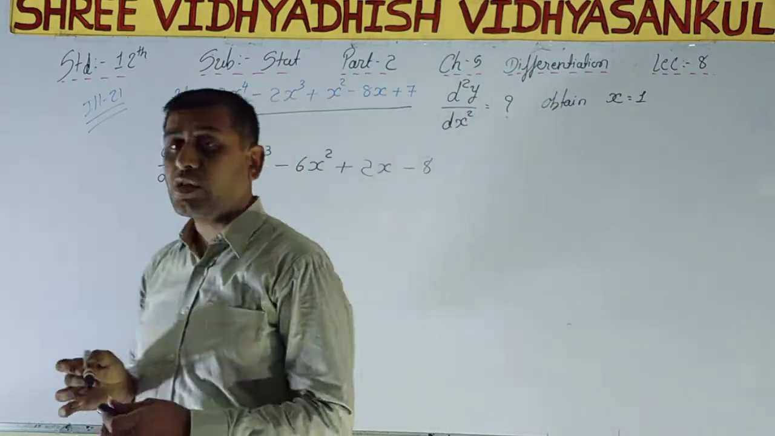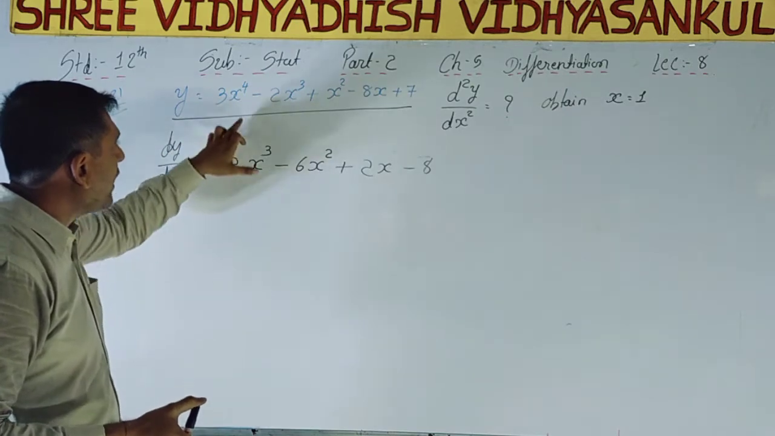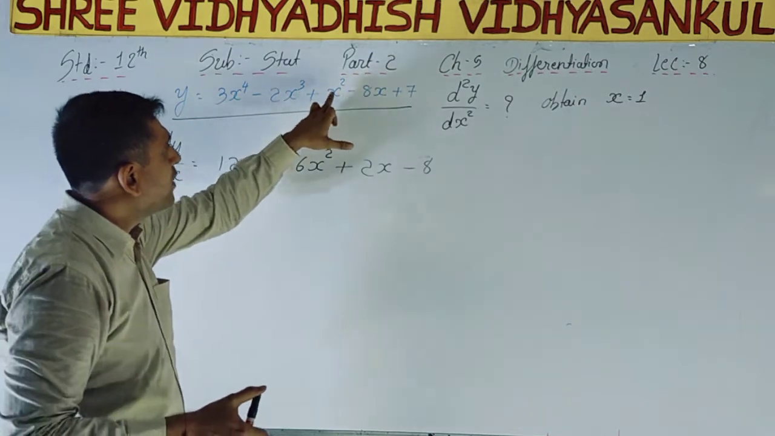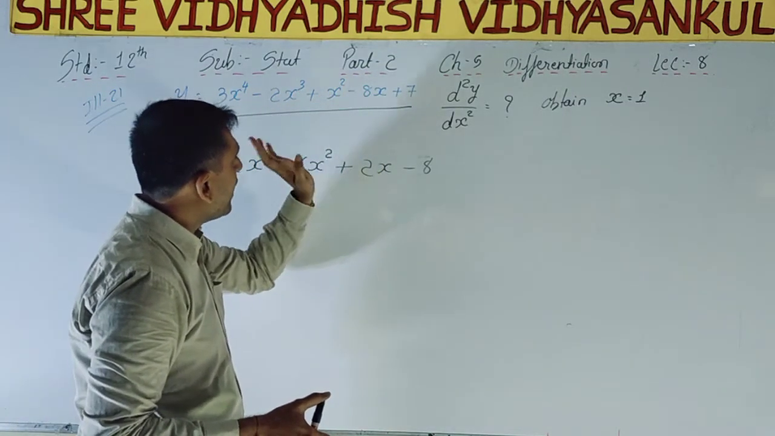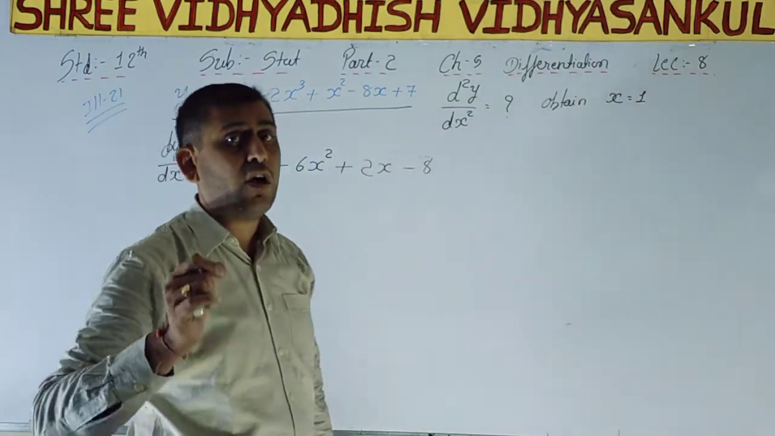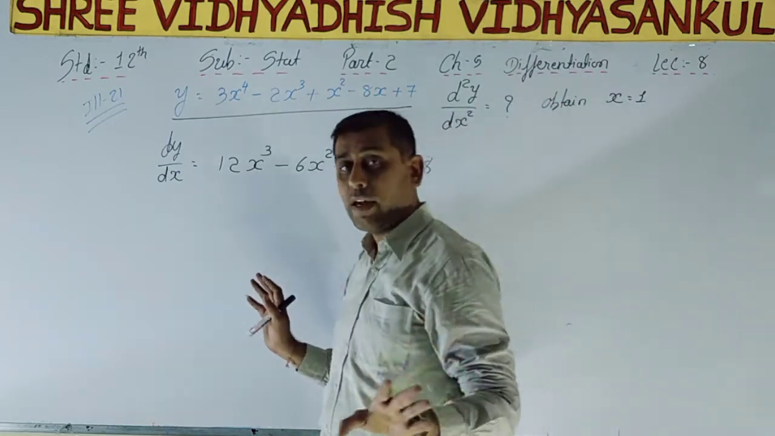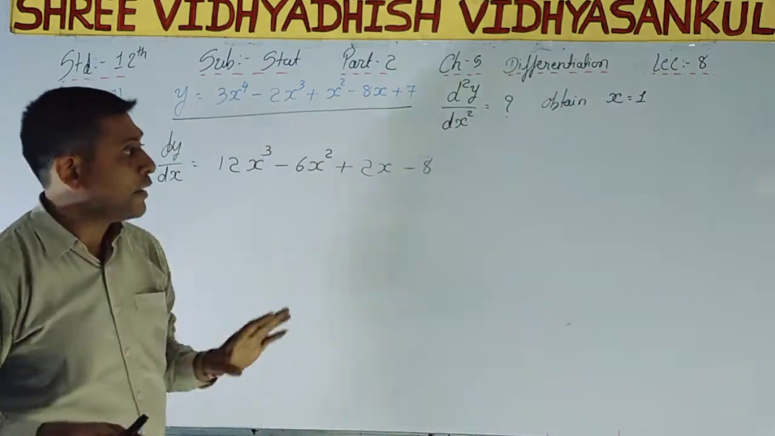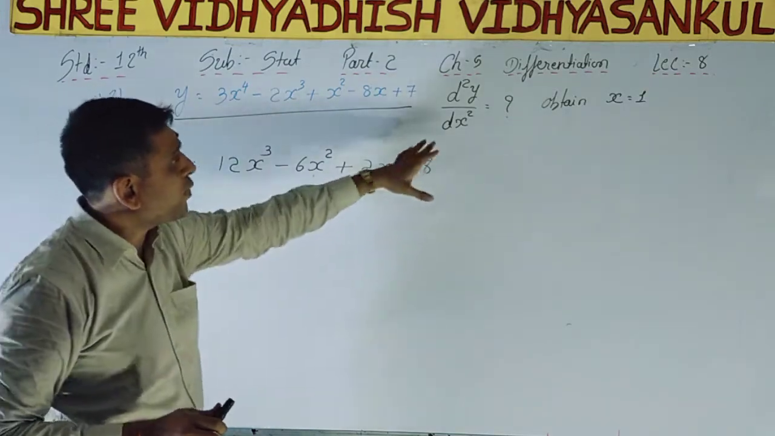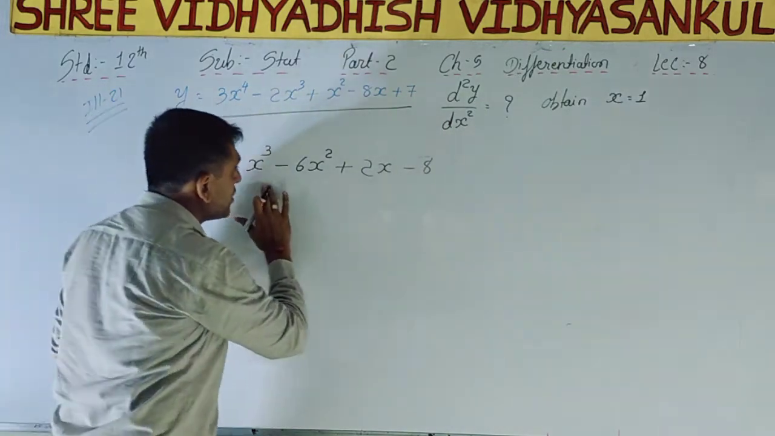So your first order derivative or first differentiation is 3 4s are 12, x raised to 3, minus 3 2s are 6, x raised to 2, plus 2x raised to 1, that is x, minus 8, and here the differentiation of 7 is 0. That's why we don't have to write that particular 0. Okay, so here your first derivative is over now, but we want the second derivative. What is that? See, this is now your question.